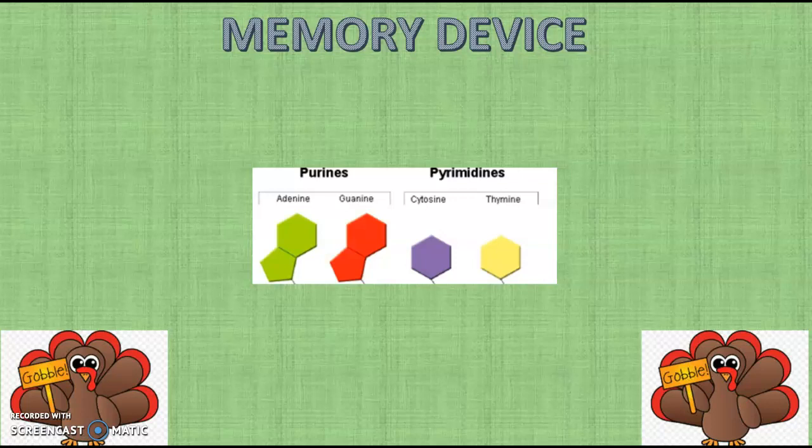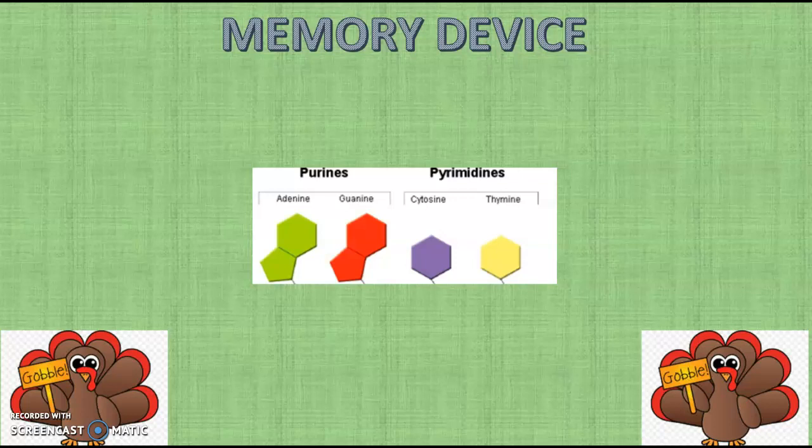So an easy way to remember which one is which is purag, P-U-R-A-G. So if you say purag, that means that the purines are adenine and guanine. And then that would leave cytosine and thymine for the pyrimidines. Now, that's not my personal memory device. I just snagged that one from some study group that I found on the internet.